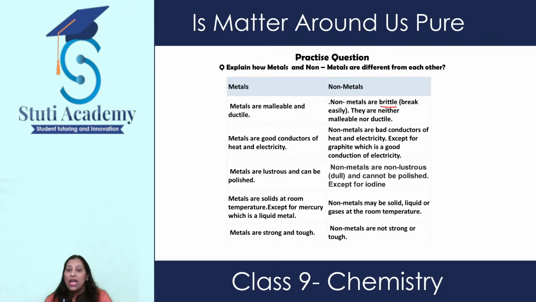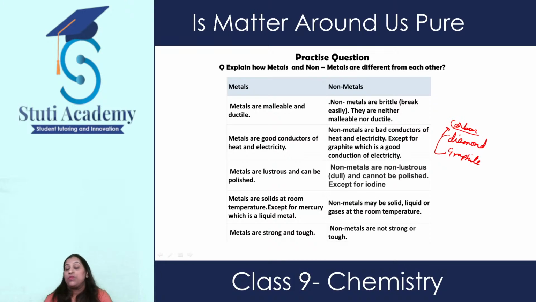But iodine is a non-metal which is quite shiny. Diamond also is shiny in nature. Graphite also. So these are the exceptions in the case of non-metals. Diamond and graphite, they too are allotropes of carbon.